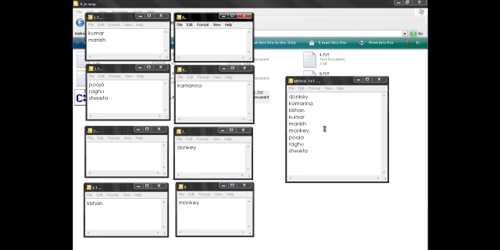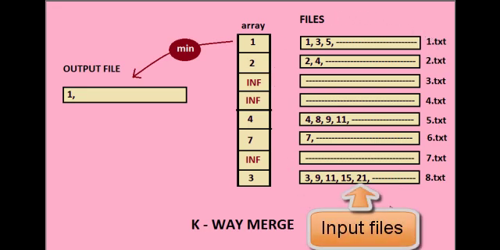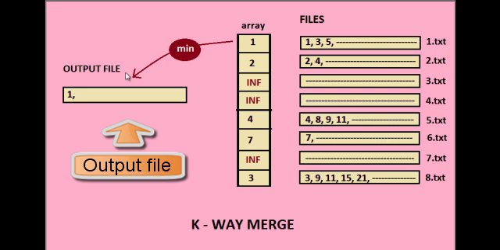Let us understand this with the help of a diagram. This diagram will explain you the logic behind k-way merge. These are the 8 input files, 1.txt, 2.txt and so on up to 8.txt. Each of the file has certain numbers, but in our program we don't have numbers, we have names in our case. This is just to understand the logic. This is our output file in which we need to put our output, that is all these numbers in the input files in ascending order.